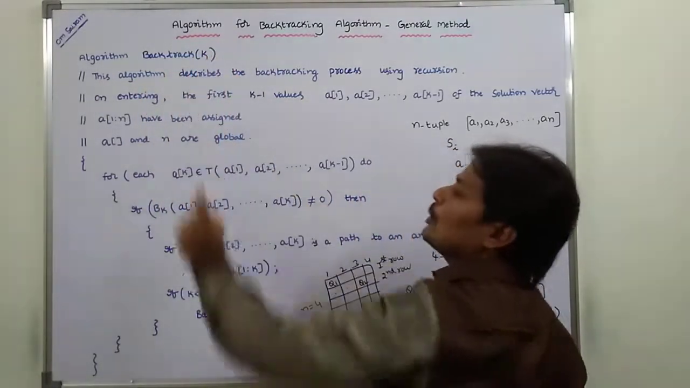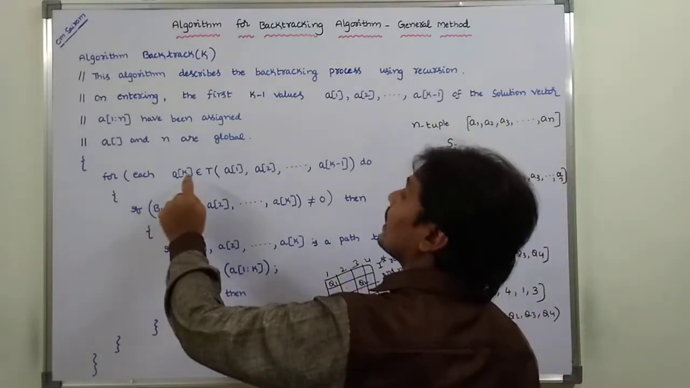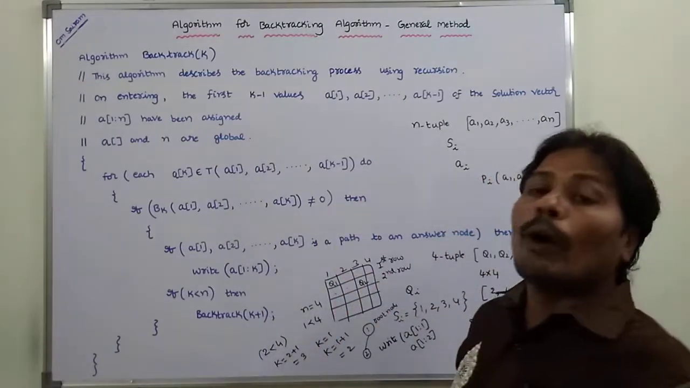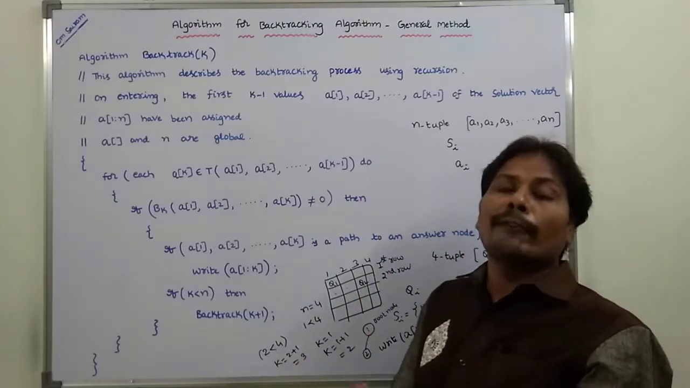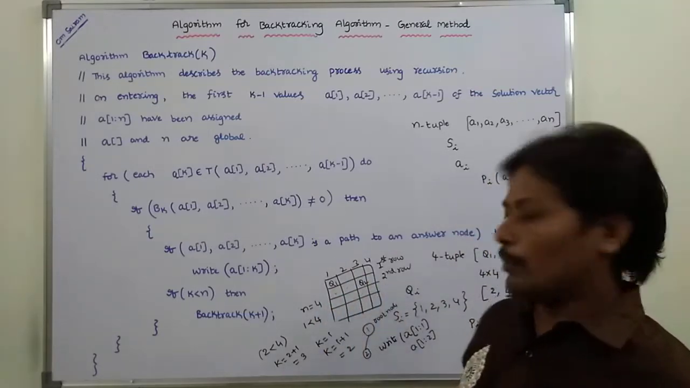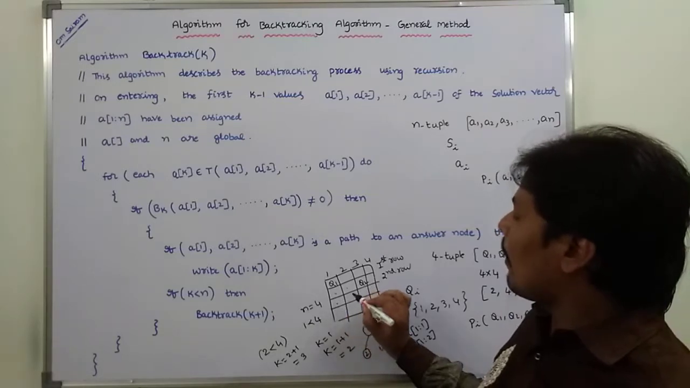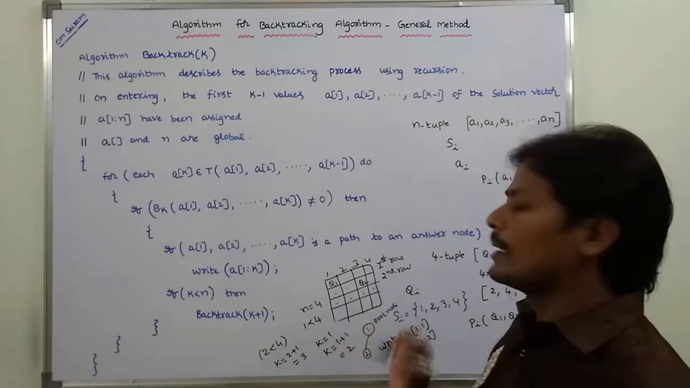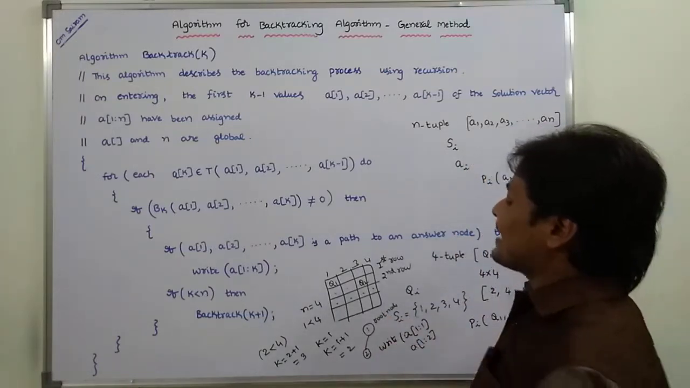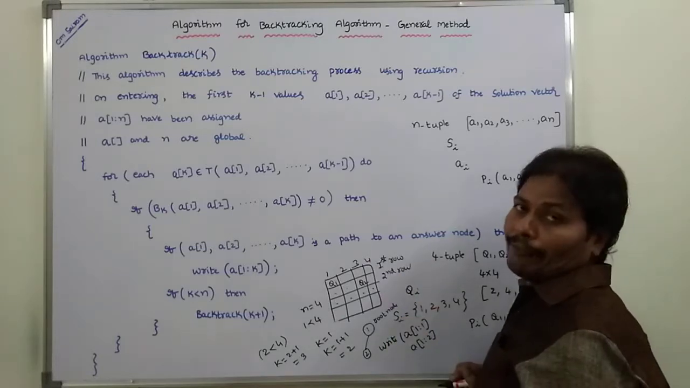Here now k value is equal to 3. Okay. For each a of 3, which belongs to the T function, what are the possible values for placing queen 3 in the 4x4 chessboard? Queen 3 can be placed on this column or this column or this column or this column. 4 possibilities are there. Okay. So by selecting which possibility does it satisfy the bounding function?